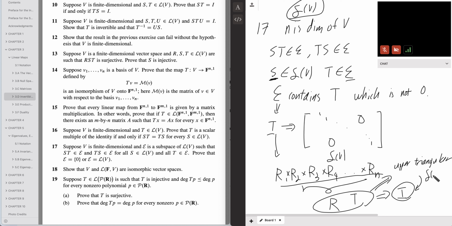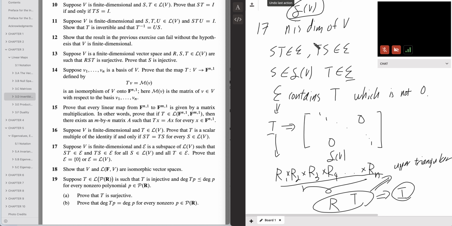And then when you end up with the identity matrix, you can multiply any element of the operator space by this I, and it will still end up in epsilon, which means that LV is a subset of epsilon, and epsilon is a subset of LV. So these two are equal, in fact, and you're done.